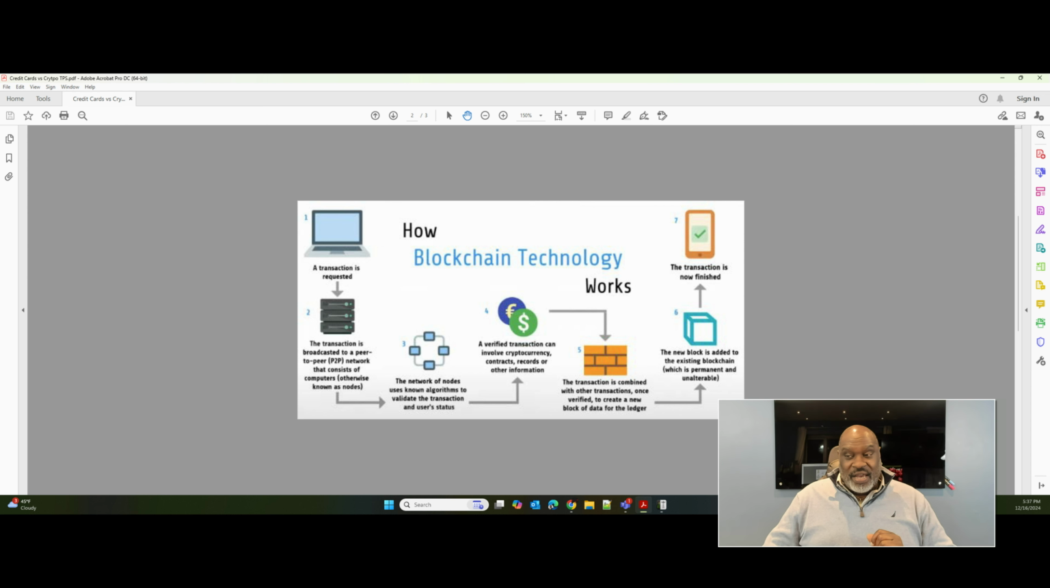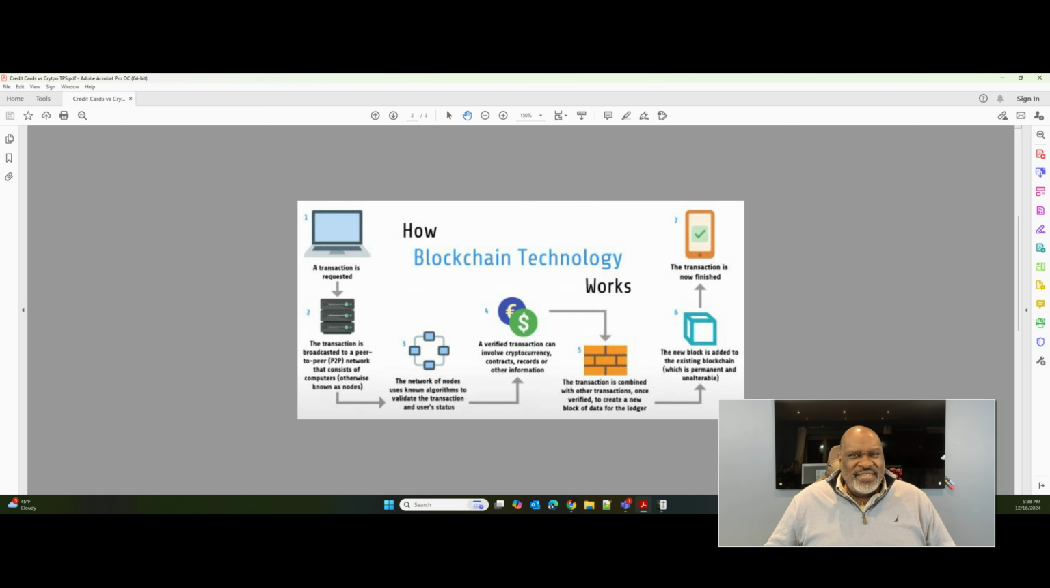Then once that block is created, it's now written to the blockchain. The person on that other end says, hey, transaction is now finished. Both the sender and the receiver get notified at the same time. Transaction is done. You want to know how long that takes? It can take seconds. I think XRP is like 20 seconds.